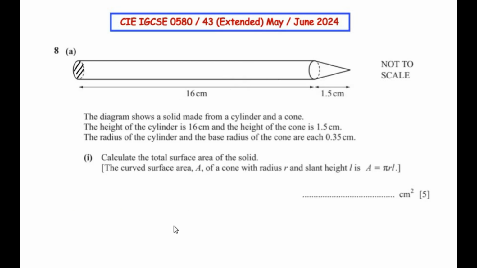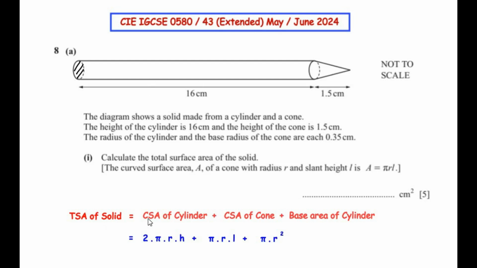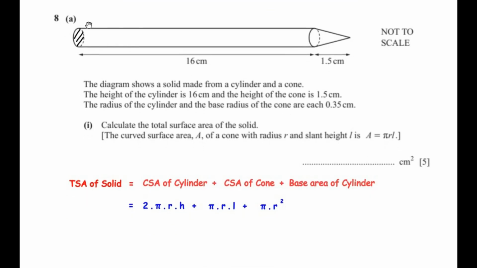So here let us write total surface area of solid is equal to sum of the curved surface area of cylinder, curved surface area of cone, and also the base area of this cylinder. Now the formula for curved surface area of cylinder is 2 pi RH, where R is the radius of the cylinder and H is the height of the cylinder, plus pi RL is the curved surface area of the cone as it was given over here. So R represents the radius of the cone and L is the slant height, plus base area of the cylinder. We can see that the base area is a circle, so area of the circle becomes pi r square.